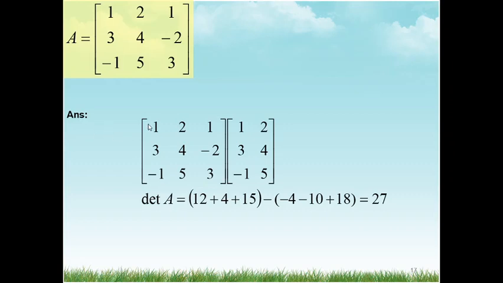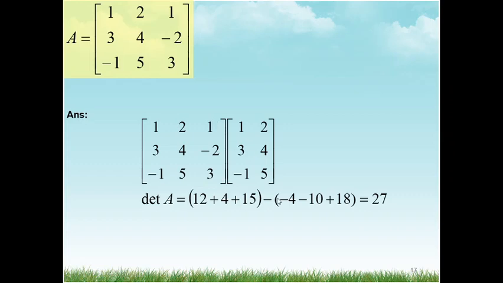So first we have to find the multiplication of the numbers along the diagonal of matrix A. So here we have 1 times 4 times 3 gives us 12, plus 2 times minus 2 times minus 1 gives us 4, plus 1 times 3 times 5, 15.